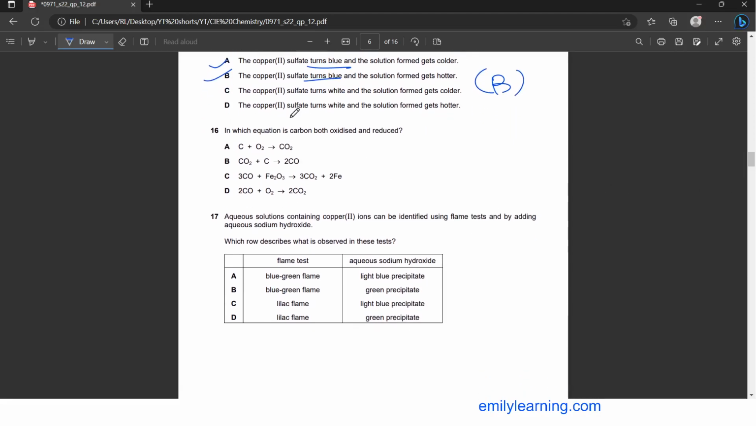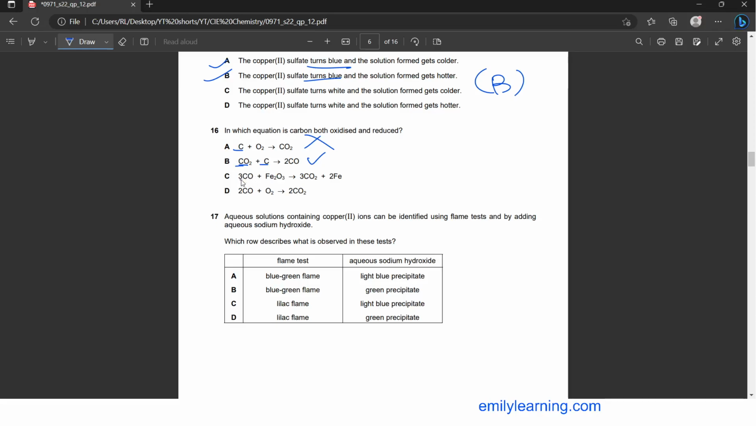Now next, moving on to 16, in which reaction is carbon both oxidized and reduced? If it's being oxidized as well as reduced, then it must have a change in oxidation state. So let's take a look at this. You only have one carbon here. Carbon to carbon dioxide, so it gains oxygen, is oxidized. So no, it is not both oxidized and reduced. Here you have carbon dioxide forming carbon monoxide, it loses oxygen, it is reduced. Carbon to carbon monoxide, it gains oxygen, so it is oxidized. So here you have carbon being both oxidized and reduced, so B is the correct answer.